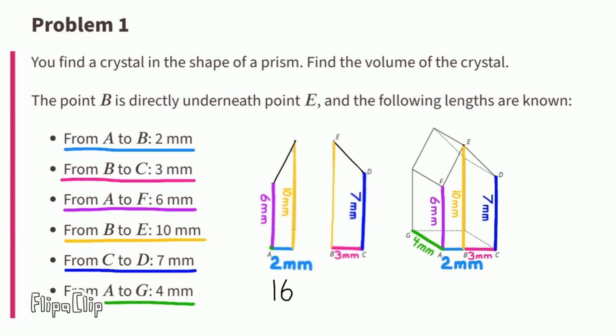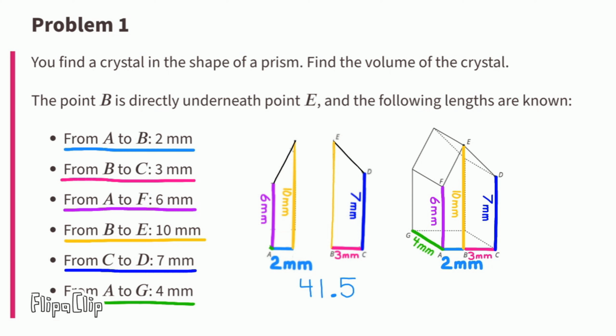Let's do the same thing to the trapezoid on the right. 10 plus 7 is 17. 17 divided by 2 is 8.5. So we can treat this like a rectangle that's 8.5 millimeters by 3 millimeters. 8.5 times 3 is 25.5. We can add these two areas together. 16 plus 25.5 equals 41.5.